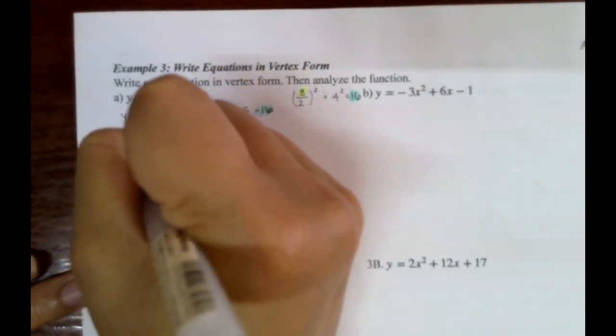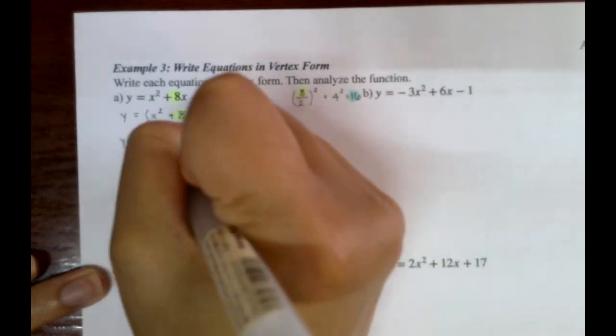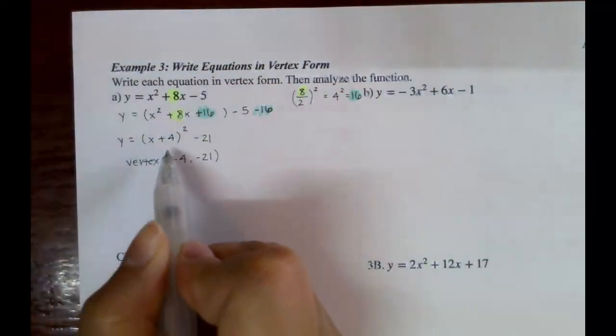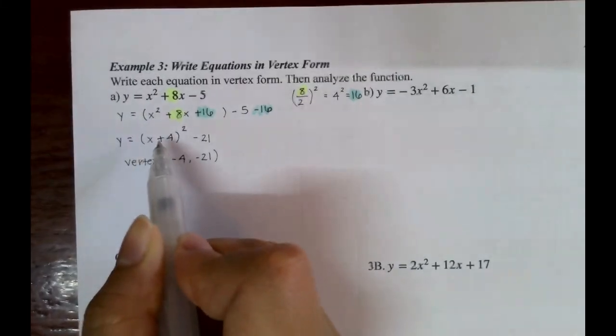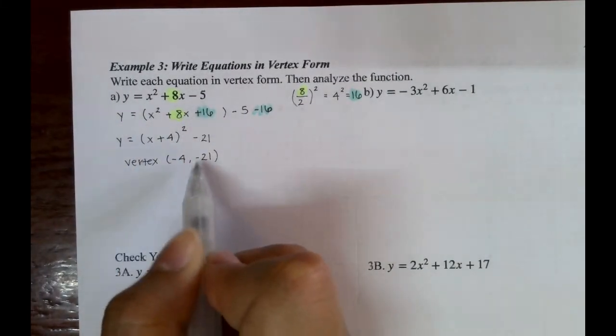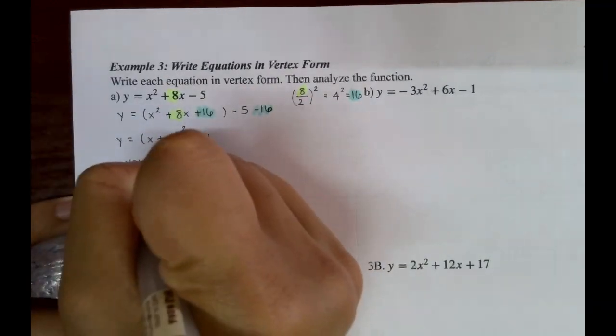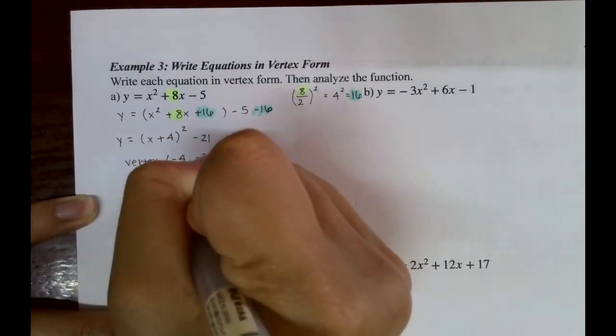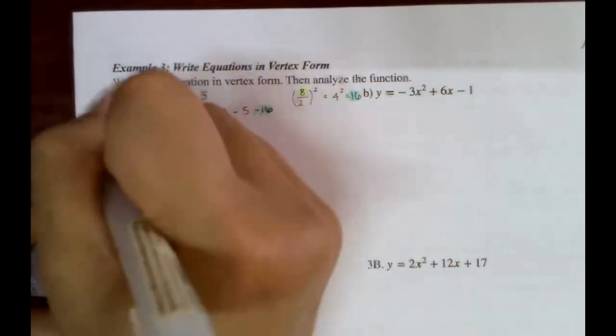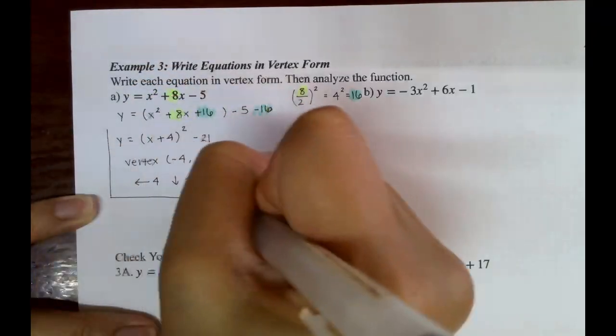Okay? And so what this means here is my vertex is going to be at negative 4, comma, negative 21. Because again, h we often think about it as opposite signs. This is really minus negative 4. Right? And so what it means compared to the parent function is that we moved left 4 and down 21 compared to the parent function.